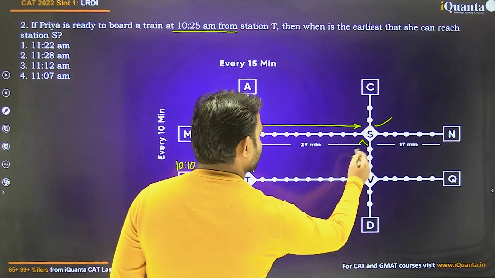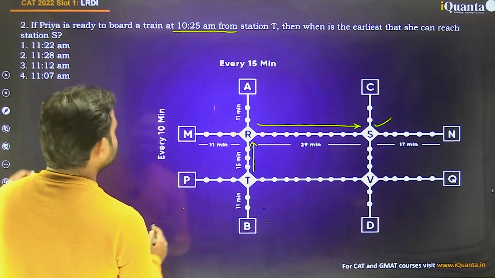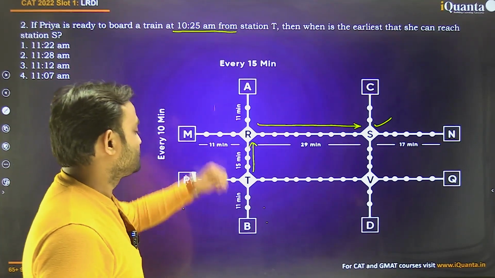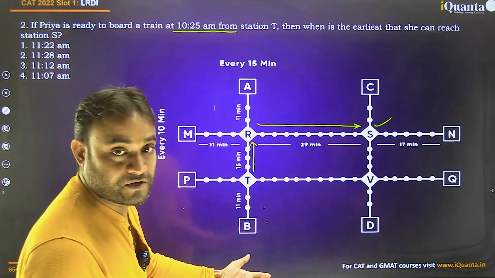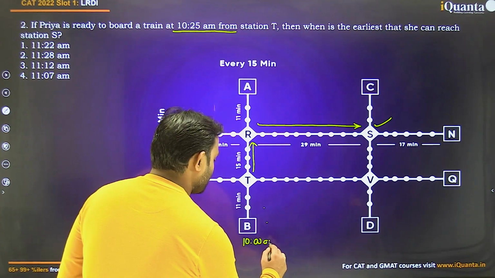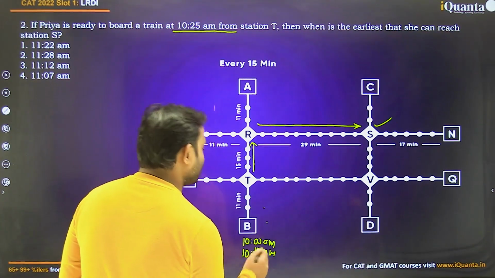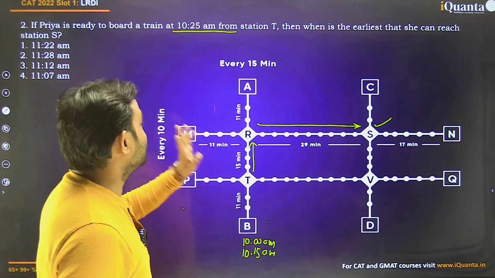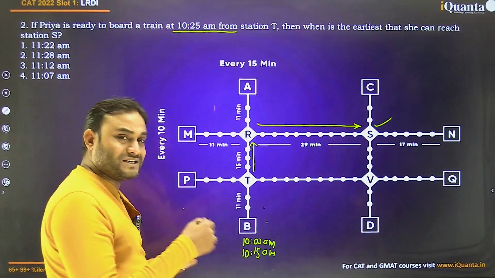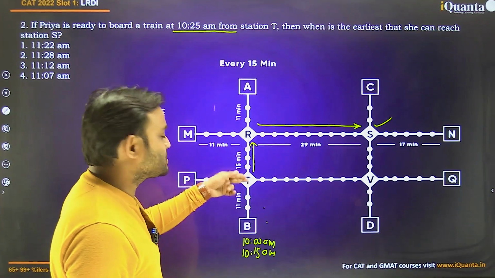which is from T to R and then R to S. The train is starting at B every 15 minutes, right? So the train must be starting at 10 am or 10:15 am or 10:30 am. That is not required because she is at station T at 10:25. 11 minutes plus a 2-minute stoppage, it will take 13 minutes, for whatever train has started from B to start from T.